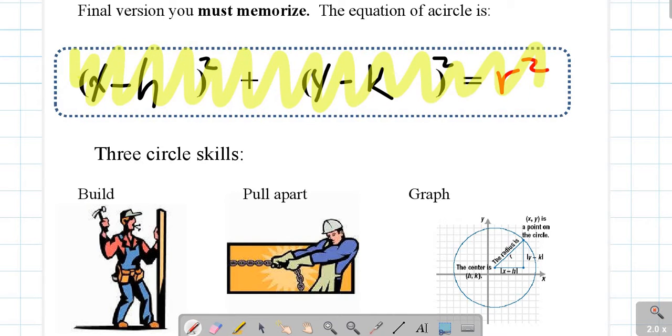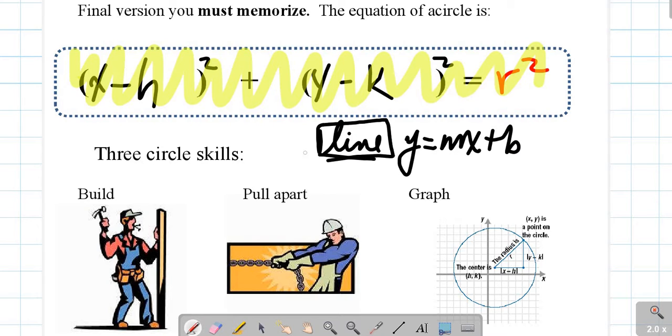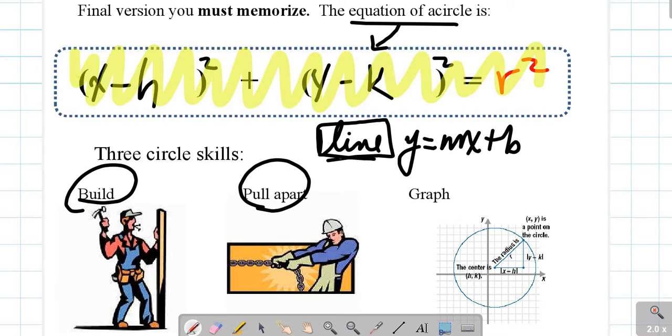Just like the primary equation for a line is y equals mx plus b. That's the equation of a line, the y-intercept equation of a line. This is the equation of a circle. So when they ask for an equation of a circle, that's the first step. Now there's 3 things you need to be able to do with an equation of a circle. You need to be able to build an equation, pull it apart, and graph. Build, pull apart, graph. We're going to do a couple of each.